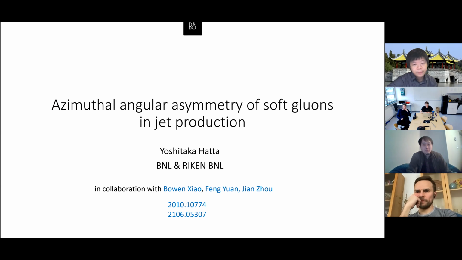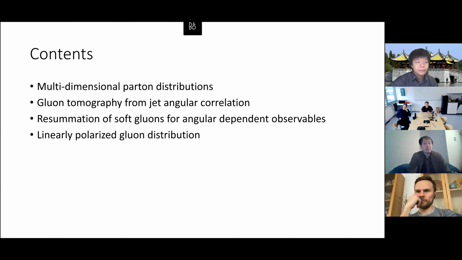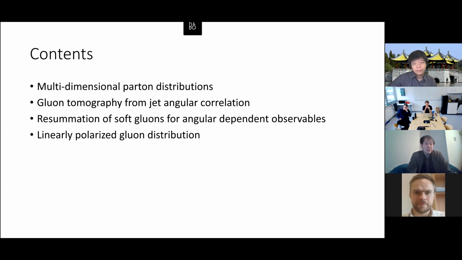So here's the contents of my talk. I first give you a motivation, basically the EIC and the multidimensional parton distribution functions, or in other words, the tomography. And I will explain how the jet angular correlation helps understand these higher dimensional parton distribution functions, especially the TMD. And then we point out the necessity to do the resummation. So this is going to be an angular dependent resummation, and explain how we're going to do that and calculate various observables involving jets angular correlation. And in the last part of my talk, I will focus on the so-called linearly polarized gluon distribution function and associated angular distributions.